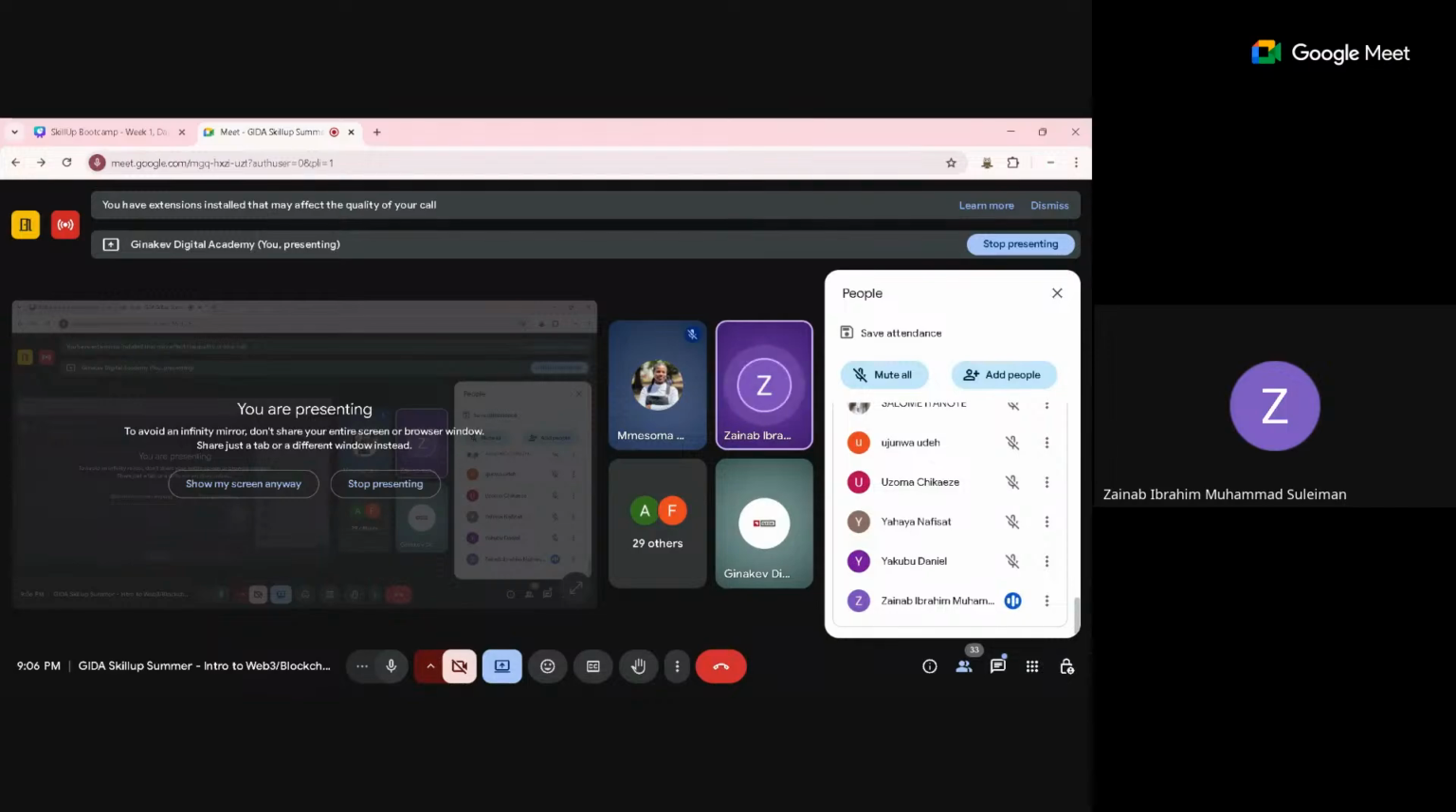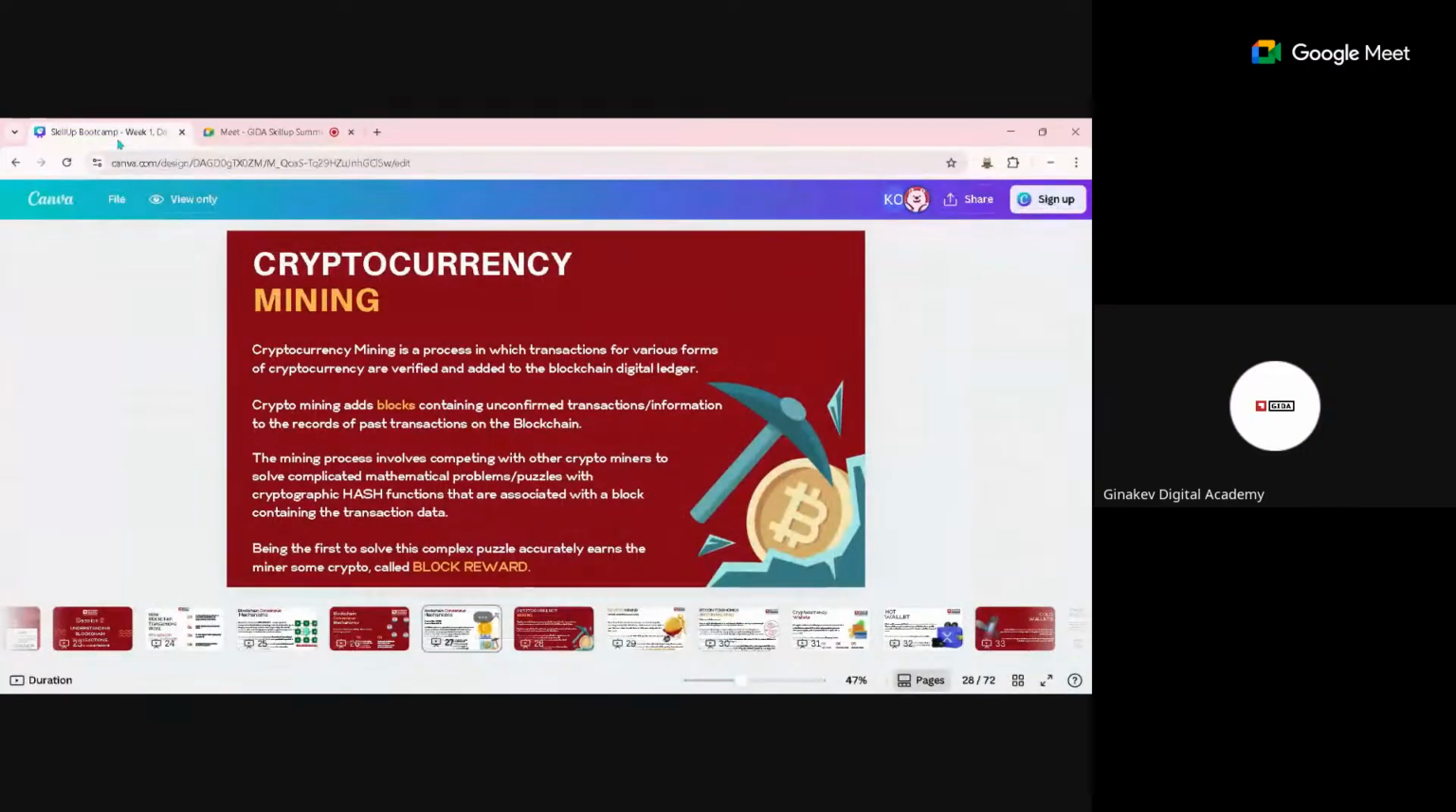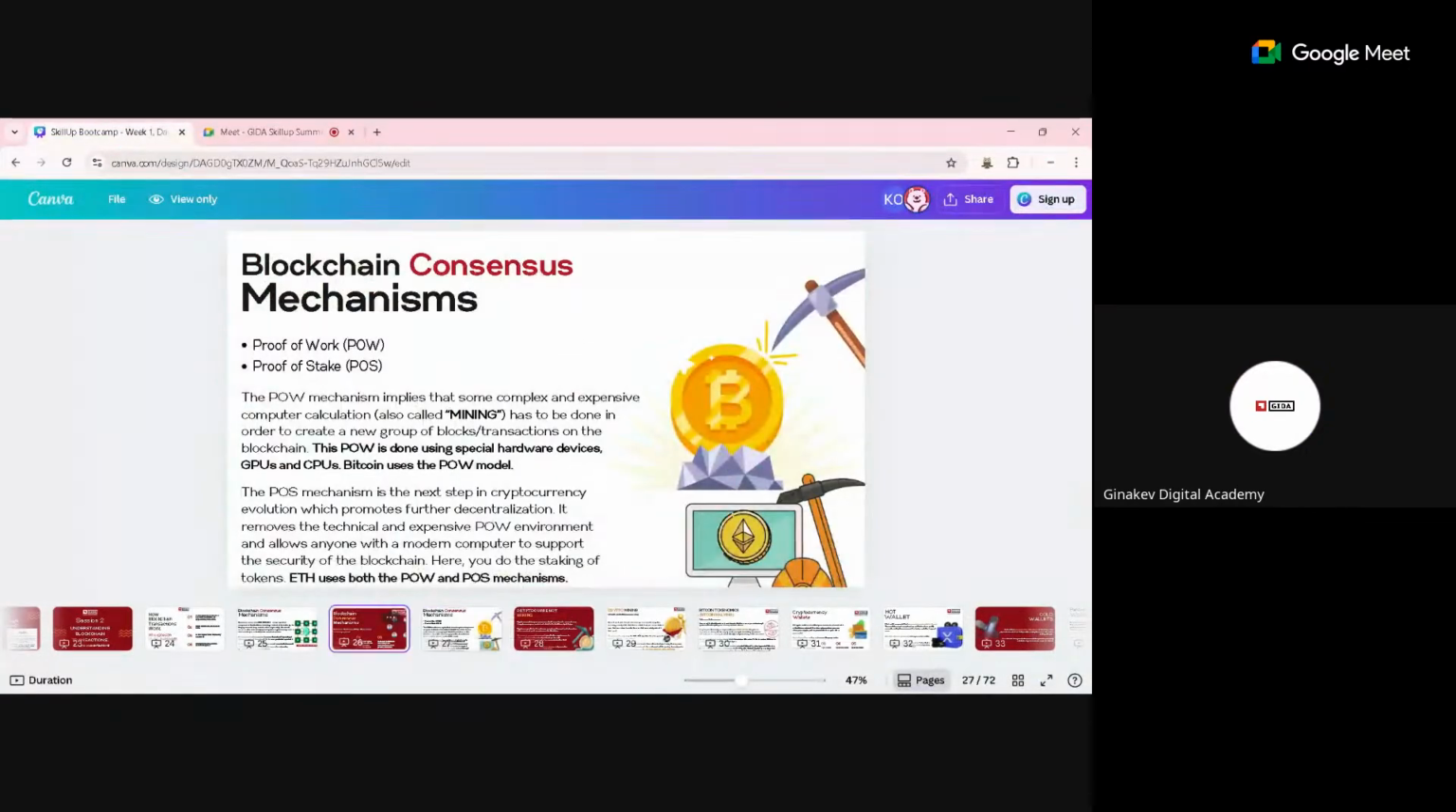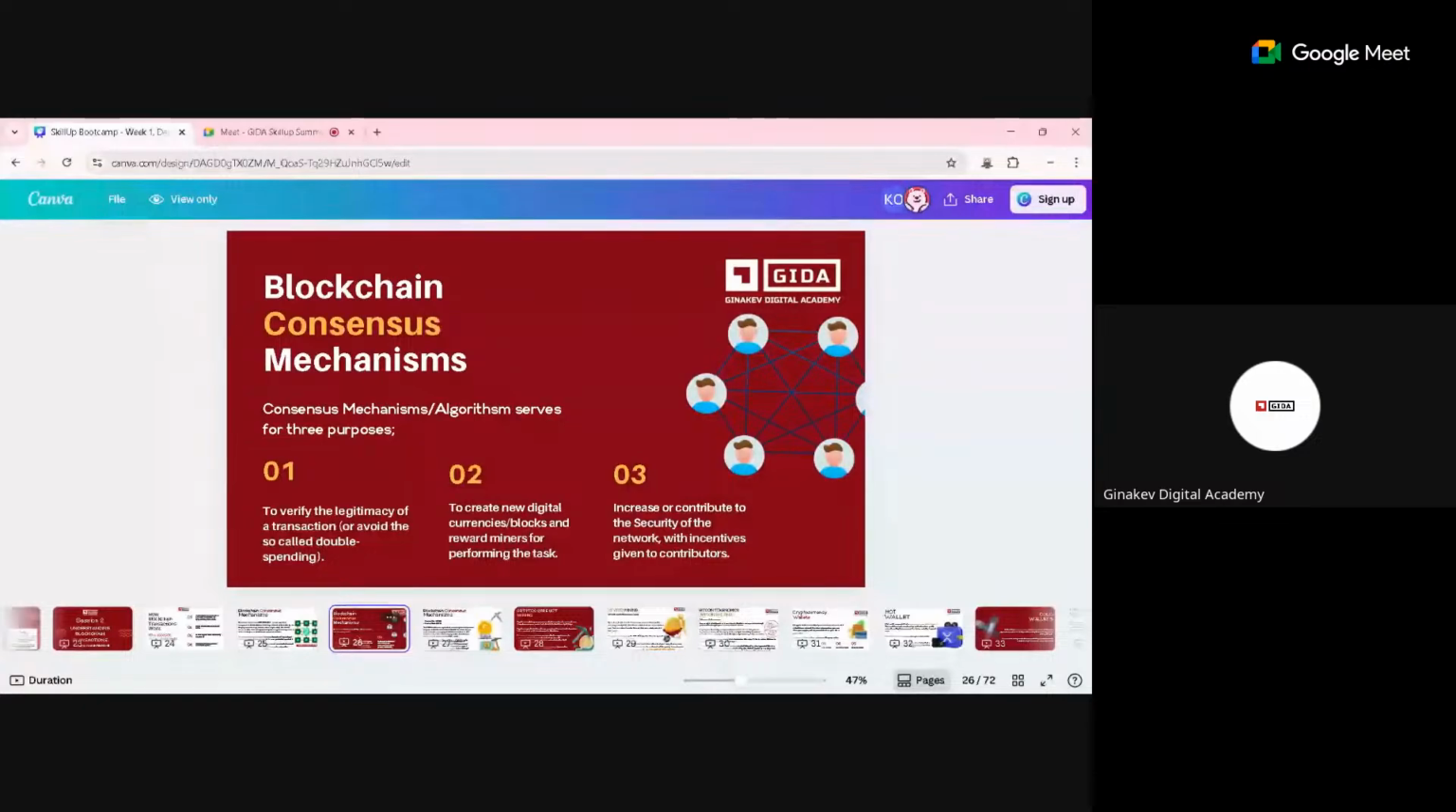Yes, I want to say something. You made mention of number 3, after creating new cryptocurrency. The last one you just mentioned, I was unable to write it down. Can you please come again? Okay, so I said the last one was number 3: increase or contribute to the security of the network with incentives given to contributors.